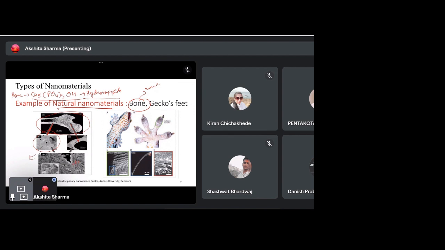So this fibrous like structure is 300 nanometer long and 1.5 nanometer thick. Can you imagine? Your bones have nanoparticles which are 300 nanometer long and 1.5 nanometer thick. These are the nanoparticle fibrous like particles giving strength to your bone. So this is a natural nanomaterial. Gecko's feet.